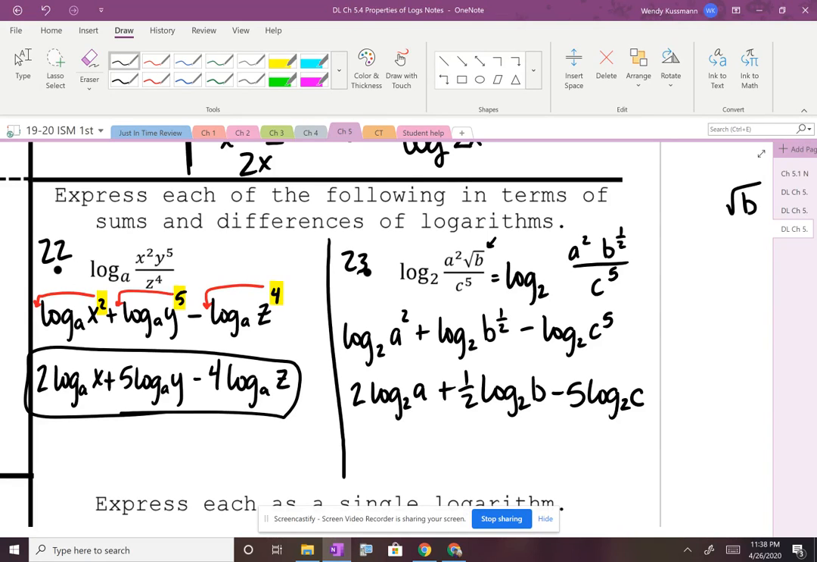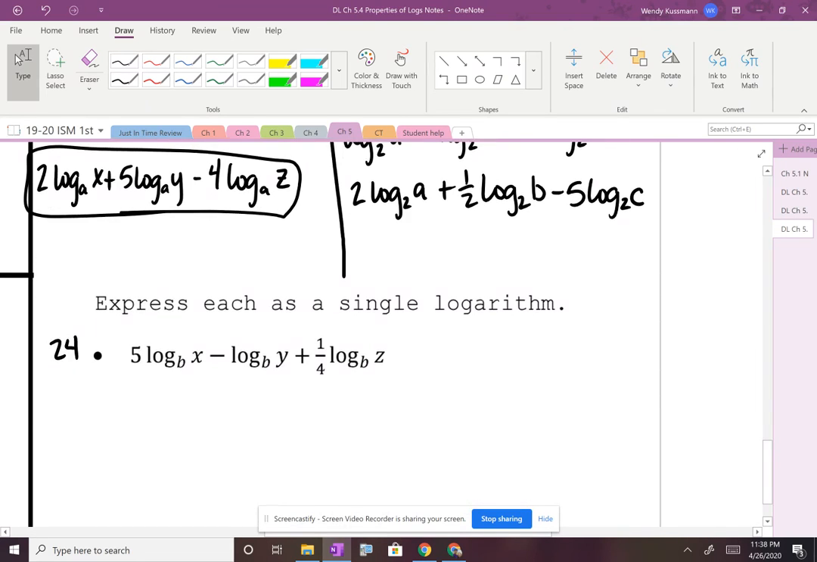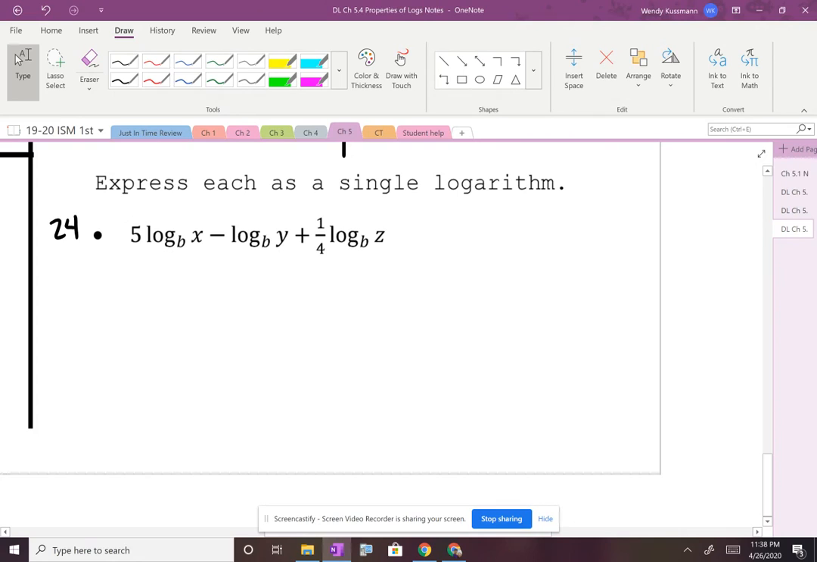Hopefully you got that right. Now we're going to do the last two examples, which are condensing. So express each as a single logarithm. That's basically long words for condense this into one log so that we can later solve the equation in the next section.